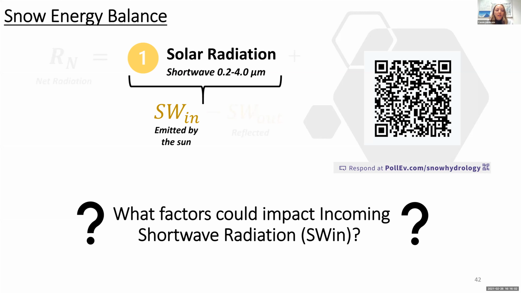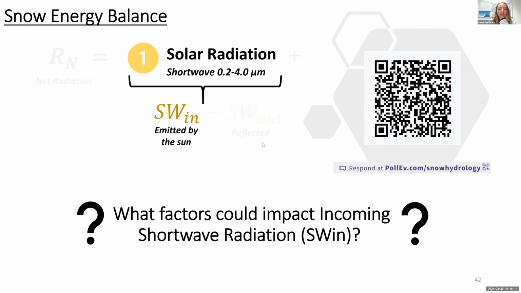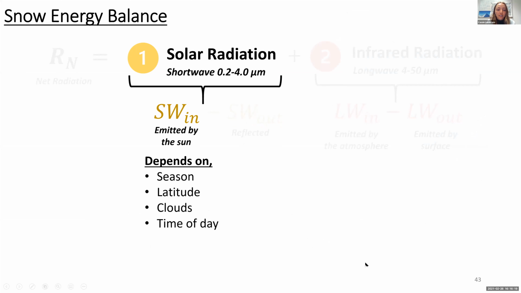So if we're looking at these different factors that could impact shortwave radiation, a lot of you just highlighted some really great ones. What I put on my slide, though people put way more in there, which is great, is season of the year, latitude, clouds, time of day. But of course, I saw a lot of other great things in that poll everywhere too, such as the air pollution or trees and all these other things. So our shortwave emitted by the sun can depend on all these things.